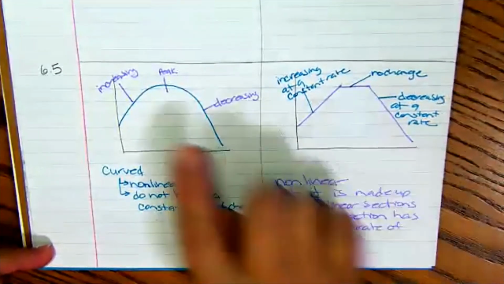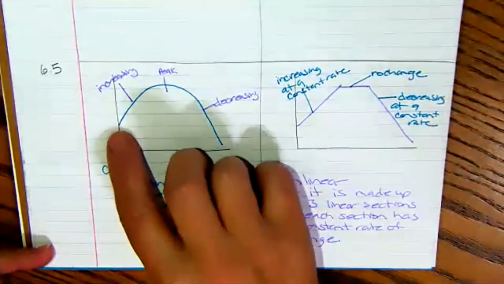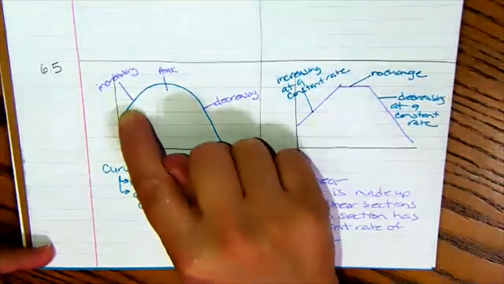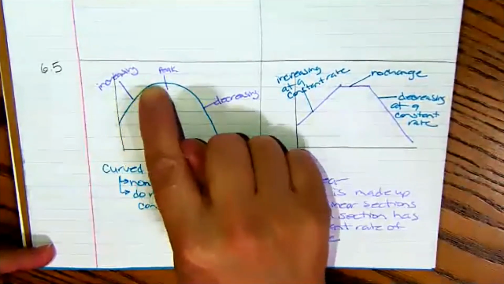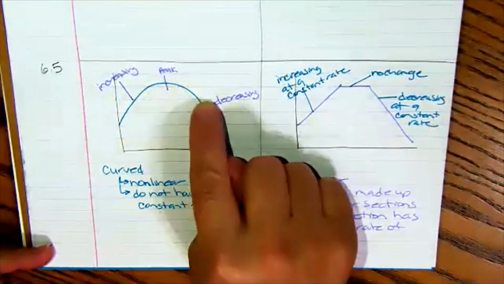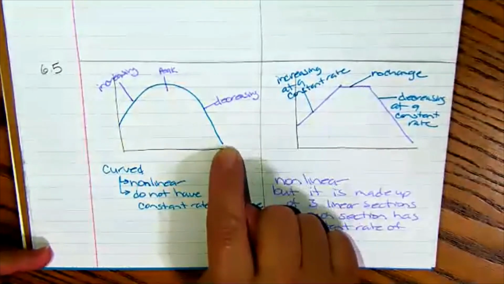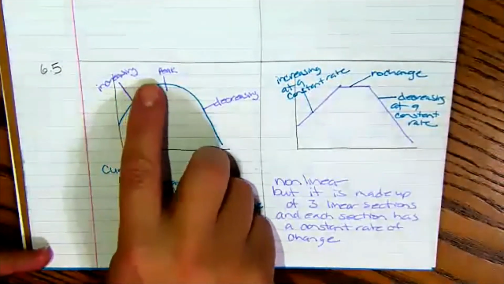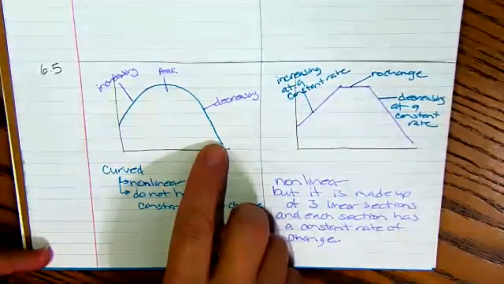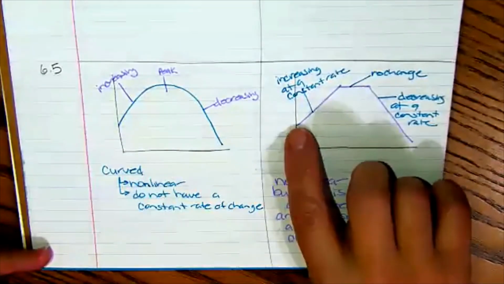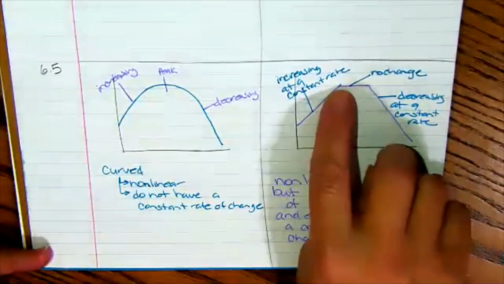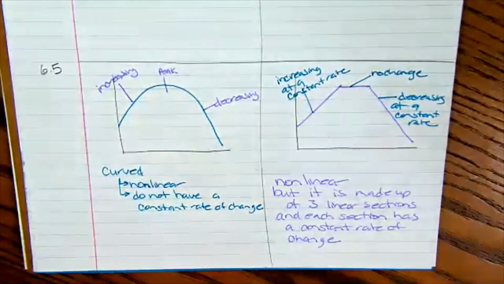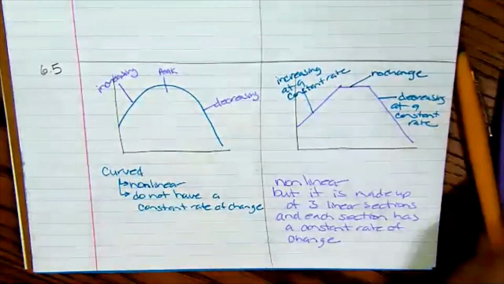And here, this is like an airplane. So an airplane is increasing its altitude, reaches a peak, then decreases its altitude, but not at a constant rate. So it's increasing, reaching its peak, then decreasing. Here, this is increasing at a constant rate, holding, and then decreasing at a constant rate. So that's what we're doing today.